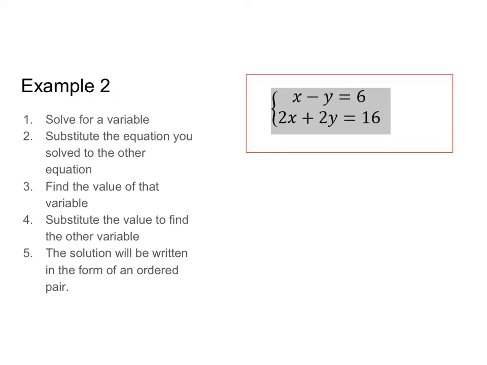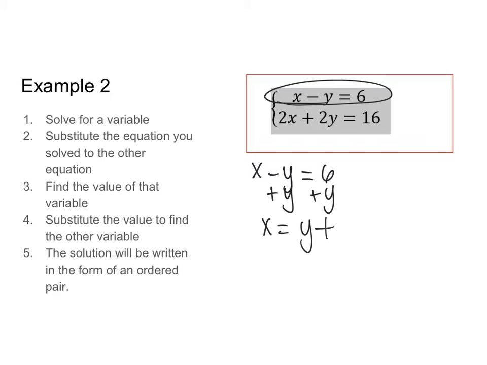Okay, on example 2, we can see that none of them are solved for a variable, so I'm going to pick the top one. It does not matter. So here I have x minus y is equal to 6. Now I'm going to solve for x. So in order to solve for x, I'm going to move y to the right. So now I have x is equal to y plus 6. Now we're back to where we were last time, so now I'm going to plug it into the second equation. So now I have 2 times y plus 6 plus 2y is equal to 16.